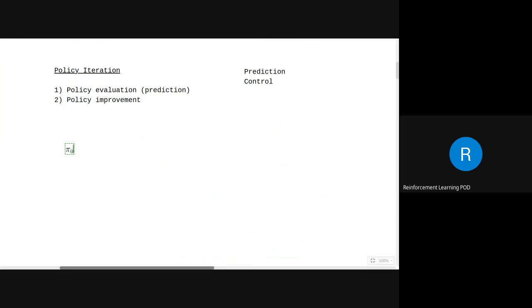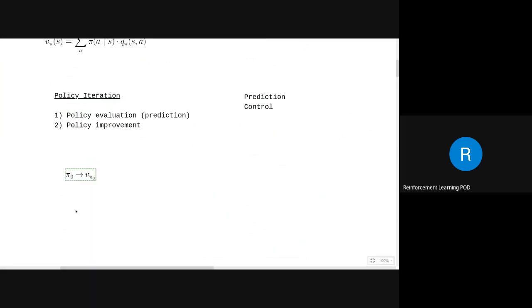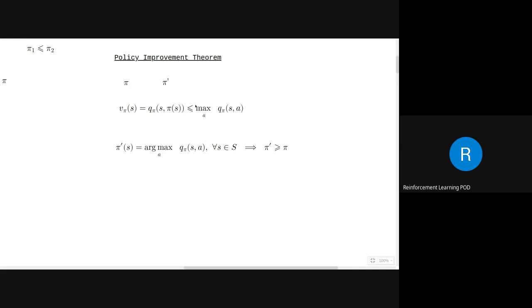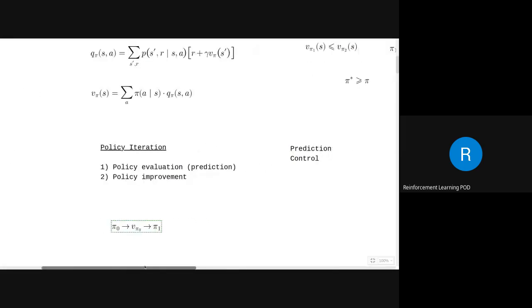Start with some arbitrary policy pi naught, and then you evaluate that policy, so you get v pi naught. You already know you can do this by solving the system of equations, but we look at an iterative approach. That's what policy evaluation is about. Once you evaluate the policy, you can be greedy with respect to the value function of that policy. That is going to give you pi 1, which is strictly better than pi naught. If it is not optimal, we know for sure that pi 1 is going to be better than pi naught, by the policy improvement theorem. That's where the whole policy improvement theorem comes in: given a policy, how do you come up with a better policy?